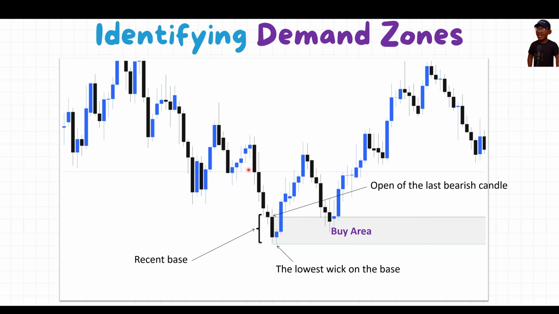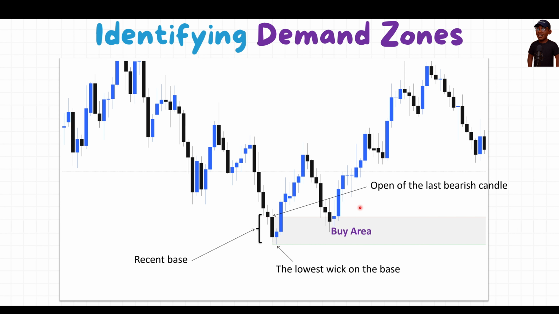Now, how do you identify a demand zone? So we can see clearly the base of the ice cream cone right here. So this is a base. This is a recent base, as you can see right here. And then this is the lowest wick on the base. So you pick your ray tool and then you denote the lowest wick at the base here. So that is this point.